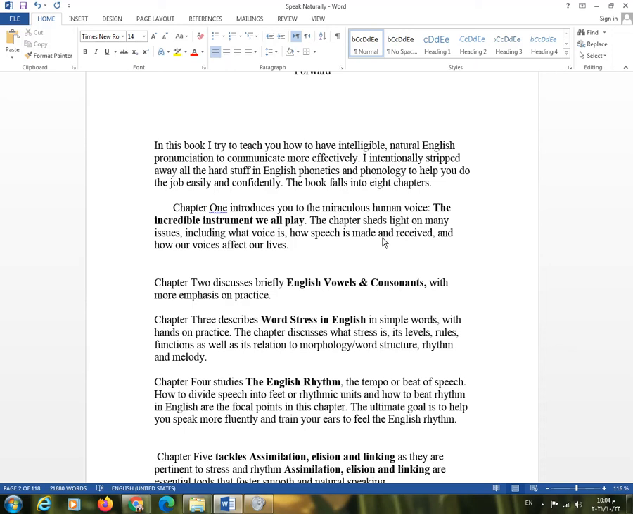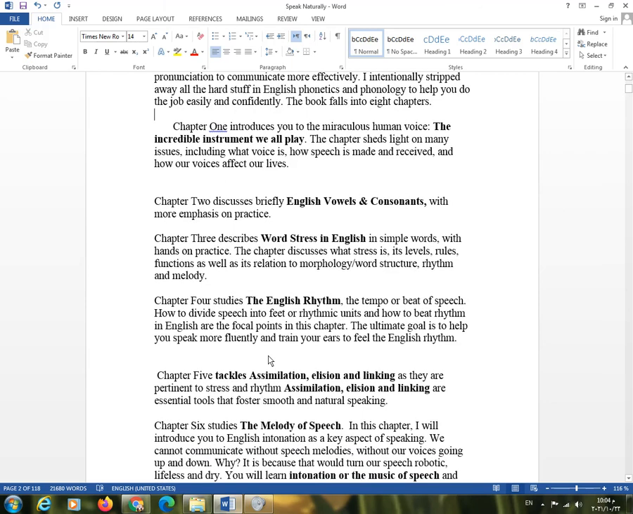Chapter 2 discusses briefly English vowels and consonants with more emphasis on practice. Chapter 3, you're going to have a quick look at word stress in English and its relation to morphology and rhythm and melody and so on. Chapter 4, we're gonna study the English rhythm, the beat and tempo of speech, and how to divide speech into feet or rhythmic units, and how to beat the English rhythm the way its native speakers do.